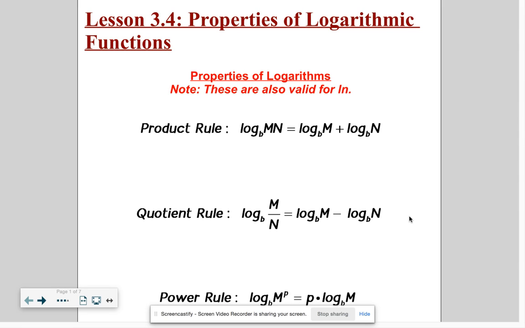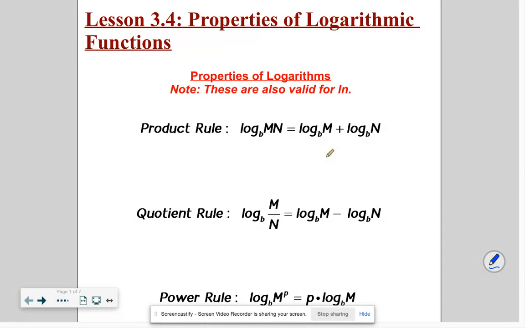All right, guys, what we're going to be doing in this lesson is continuing our work with logarithms and learning a couple of new rules, which are just things that we can do with logarithms to kind of move them around and make them easier to work with. Okay, so these are called properties of logarithmic functions.